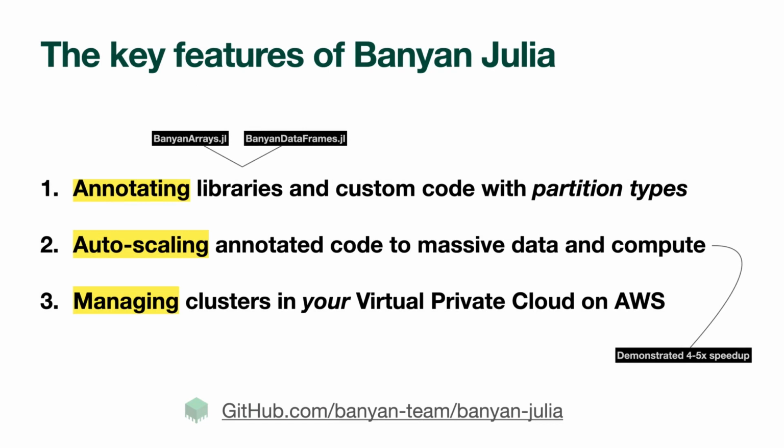In summary, the key features of Banyan Julia are the ability to annotate code with partition types, to have annotated code be automatically scaled up, and to have clusters managed for you in your own AWS virtual private cloud.